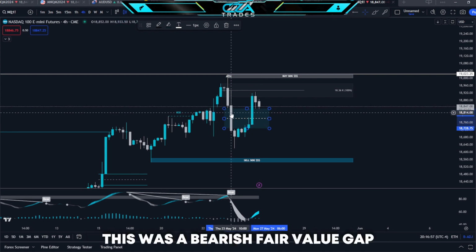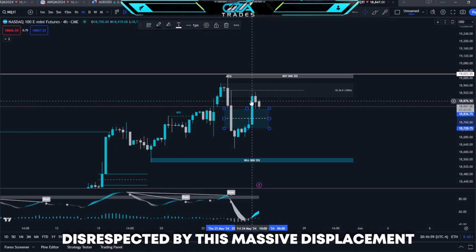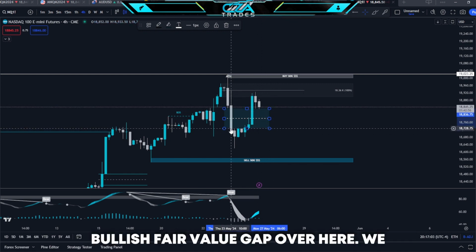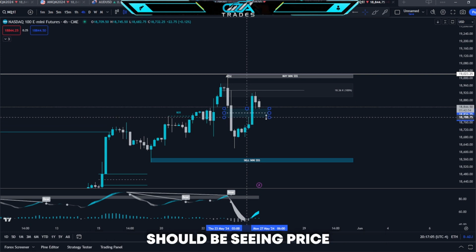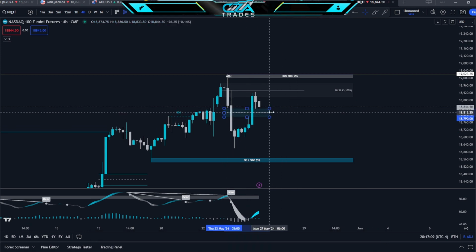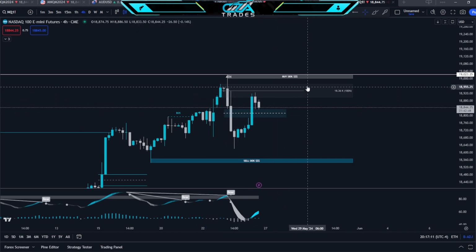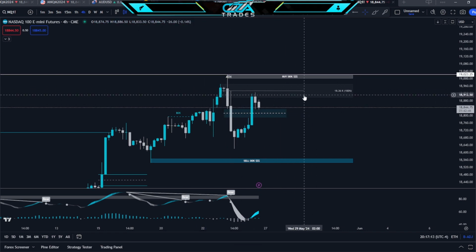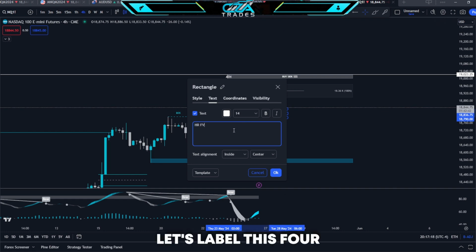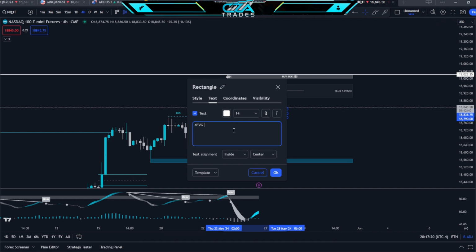This was a bearish fair value gap, disrespected by this massive displacement candle. And now it's a bullish fair value gap over here. We should be seeing price action play out somewhere there, seeking this all-time high. Let's label this 4-hour fair value gap 50%.